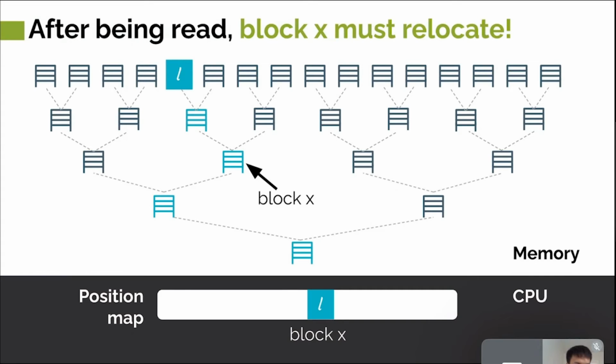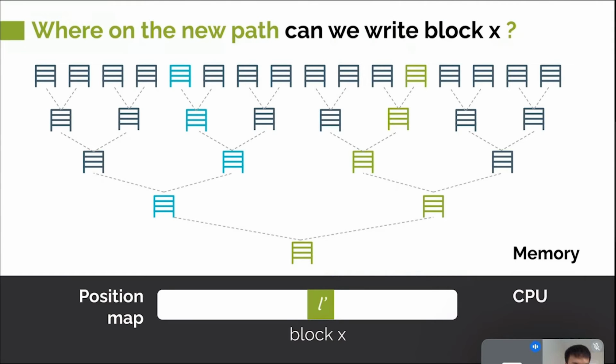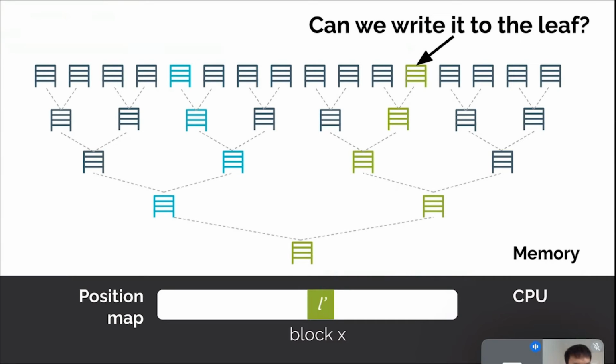Now the question is, how do I relocate the block? The most natural idea is to pick a new path and assign this block to it. Let's say I pick a random new path, and it happens to be the green path. I want to move X to the green path. First, I update my position map to reflect that X has been relocated to the green path. But I also have to write the block somewhere on the green path. Now there's a dilemma. The question is, where on the new path should we write the block X? For instance, can we write it directly to the leaf?